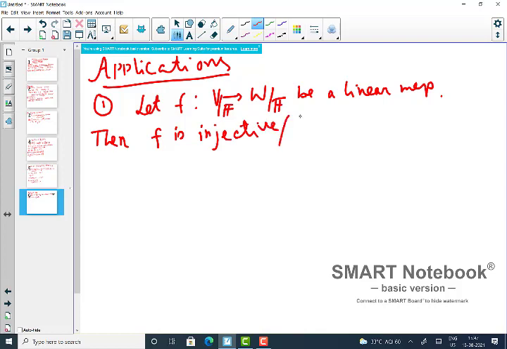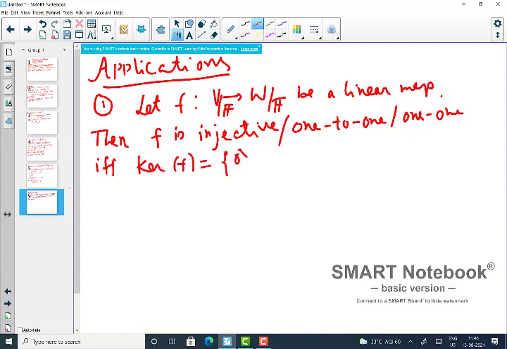Then F is injective, which means one to one or one on one, whatever. Many people write one to one, some people only write one on one. If and only if means this is both a necessary and sufficient condition. F is injective if and only if the null space, the kernel of F, is a singleton. So what does that mean? That means the nullity is equal to 0.